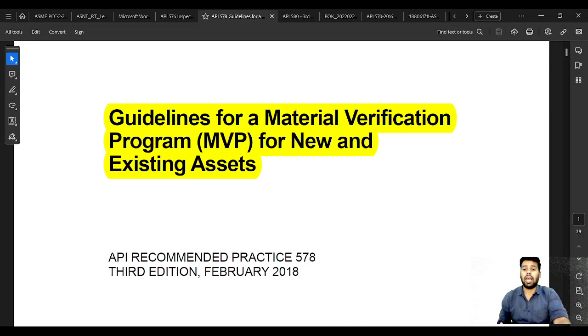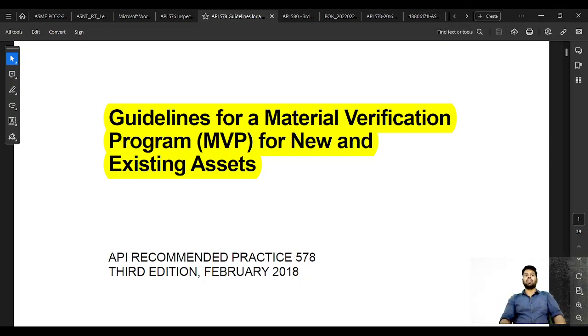Again, this video series is intended for the people who are planning to go for API ICP examinations or the people who are working in asset integrity. So, in this series, we are going to talk about API 578, which is a recommended document that gives us guidelines for material verification programs, which are to be kept in place by the owner or user of asset. Either it is going to verify the materials for existing components, or you can obviously verify the materials that are used in construction for your newer components.